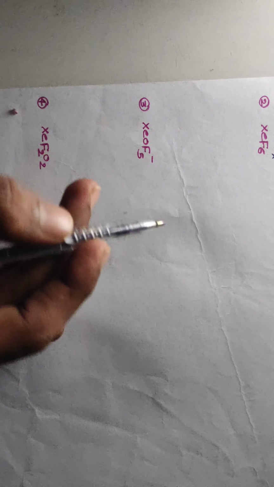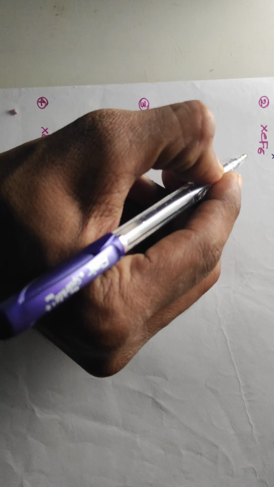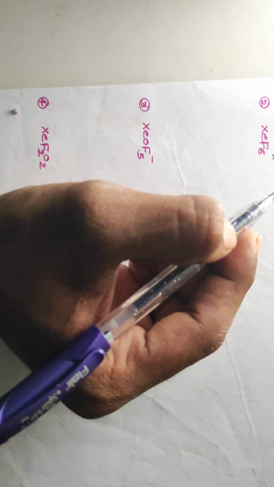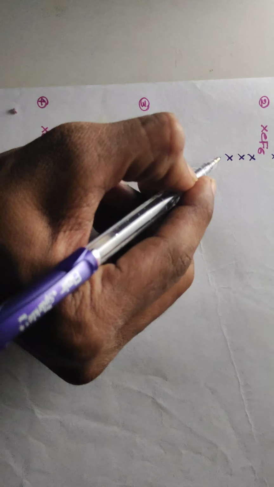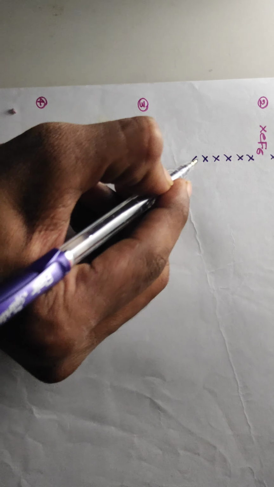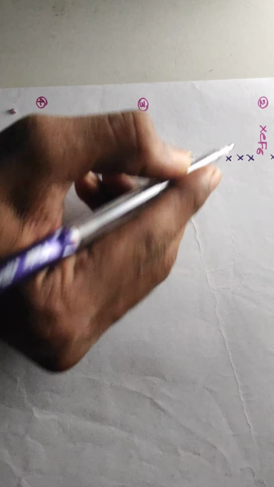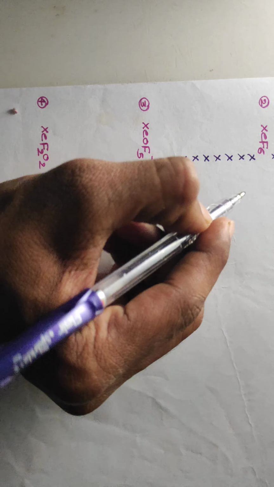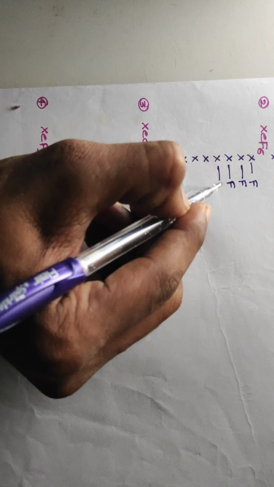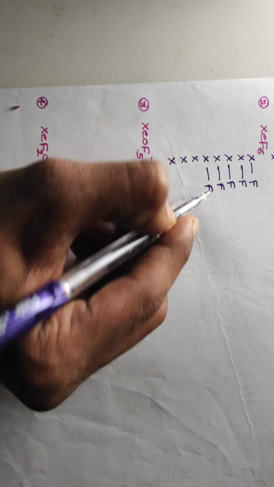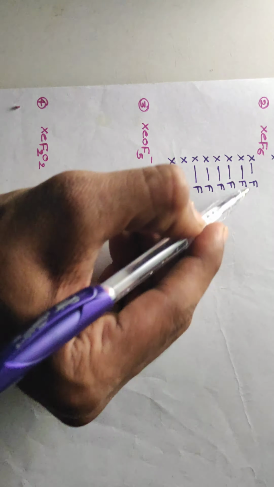Next one, XeF6. In XeF6, the central atom is xenon. Xenon is the 8th group element, so it has 8 electrons in its outermost shell: 1, 2, 3, 4, 5, 6, 7, 8. In XeF6 molecule, xenon is bonded with 6 fluorine atoms. Fluorine is a monovalent atom. So fluorine, fluorine, fluorine, fluorine, fluorine, fluorine.